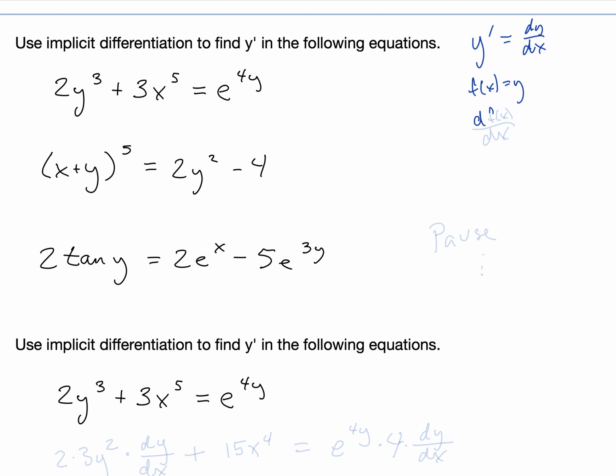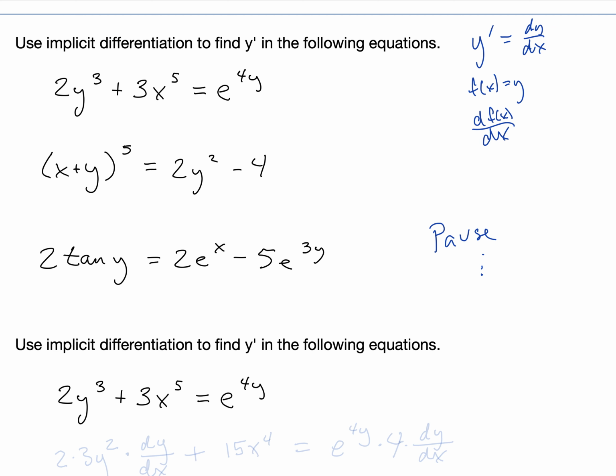We could also write the derivative of f of x with respect to x as another option. But this is what we're looking to find. So let's do that for 2y cubed plus 3x to the fifth equals e to the 4y. That's the first problem. Second, x plus y to the fifth equals 2 times y squared minus 4. And third, 2 tangent of y equals 2e to the x minus 5e to the 3y. So grab a pencil and paper, pause, try these out, and we'll talk about them together.